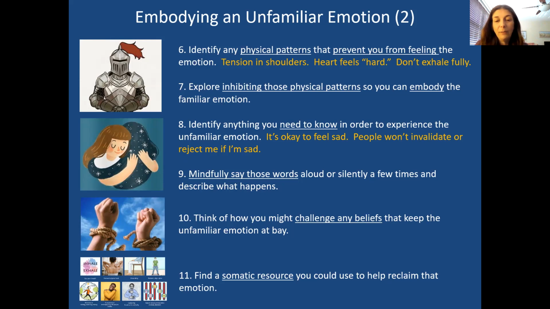And then think of how you might challenge any beliefs that keep the unfamiliar emotion at bay. It's kind of similar to number 8, but maybe I'm challenging it by saying, I watched my friend comfort another friend when she was sad. So I could see that she probably is okay with people feeling sad. So maybe if I was sad, she would also comfort me and be accepting. That's a way to challenge this idea that nobody would accept me or people would automatically reject me if I express my sadness. And then, of course, find a somatic resource you could use to help reclaim that emotion.